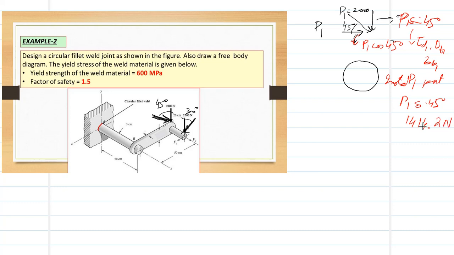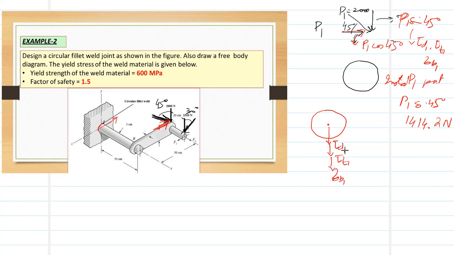Now the horizontal component, which is like this, can generate two kinds of additional stresses. If I translate this at this point, it can generate a direct shear. So if I draw a free body diagram, three stresses are the same. One is tau D1, tau T1, and sigma B1. These are the same as before.